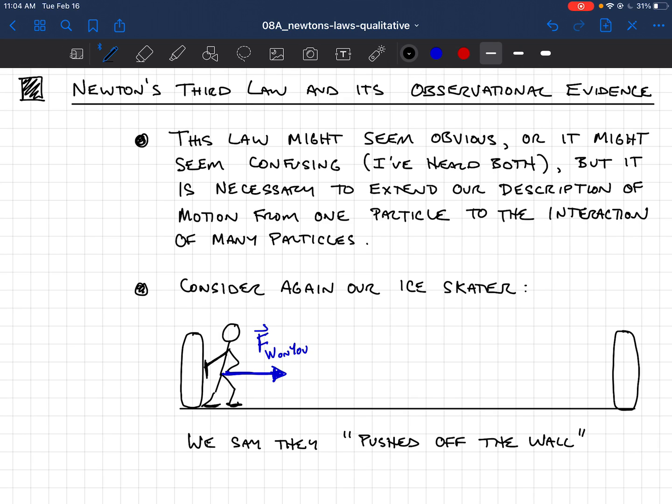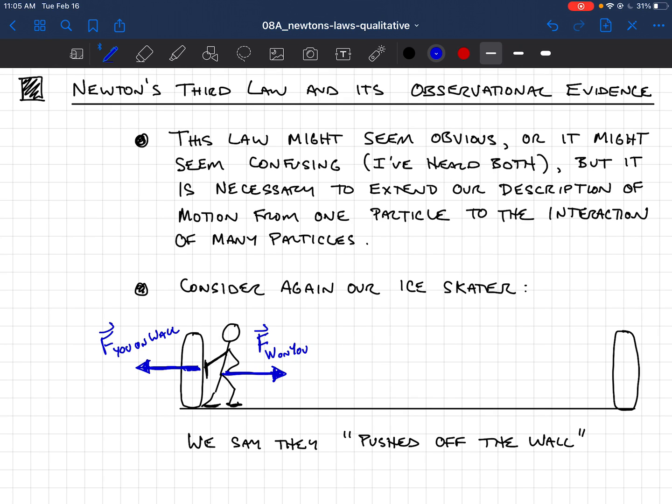What Newton's third law says is that in any interaction between two objects, there's a pair of forces on the two objects. So if there's a force of the wall on you, then there must be what's called an action-reaction pair, which is the force of you on the wall.